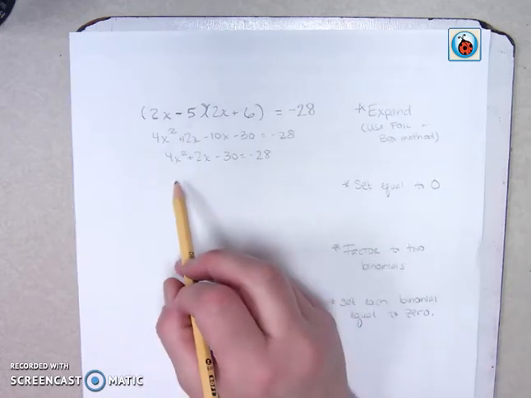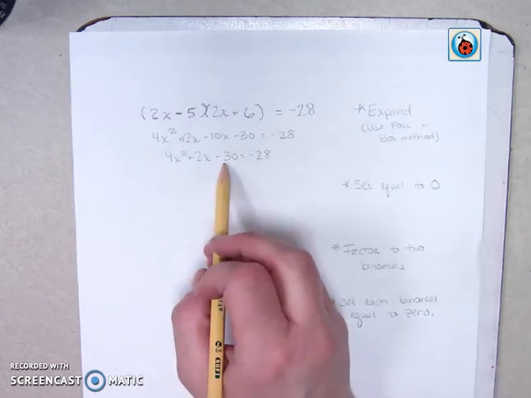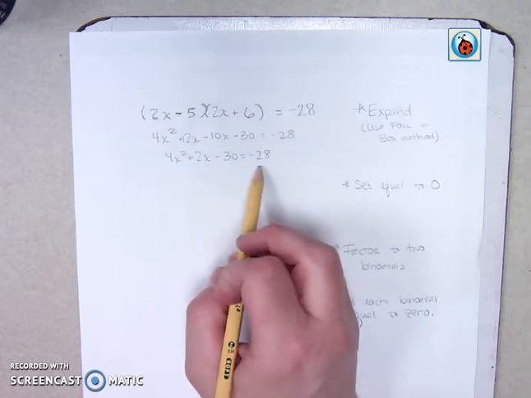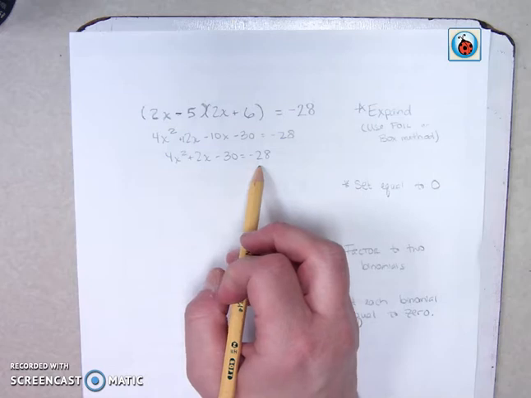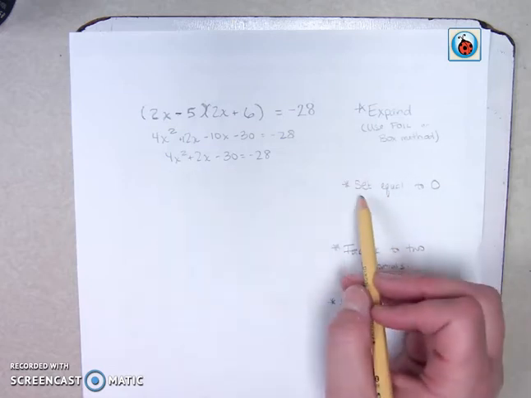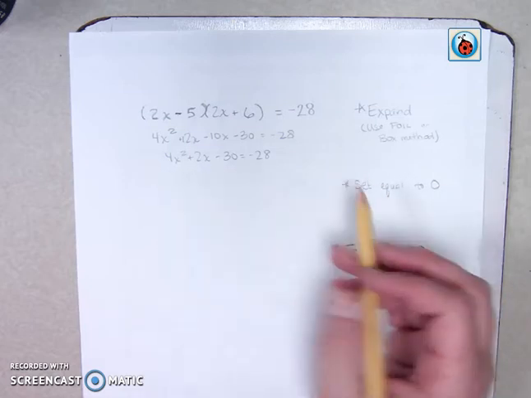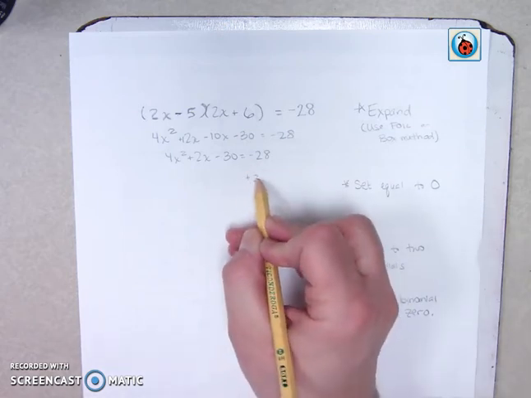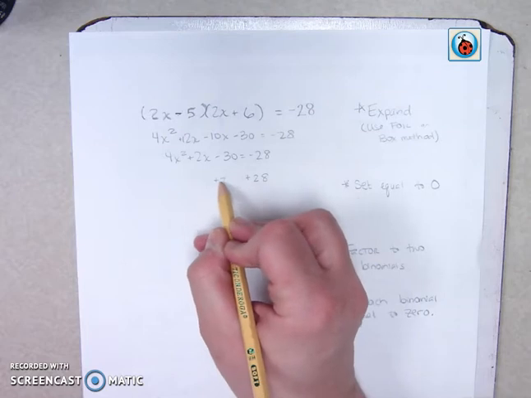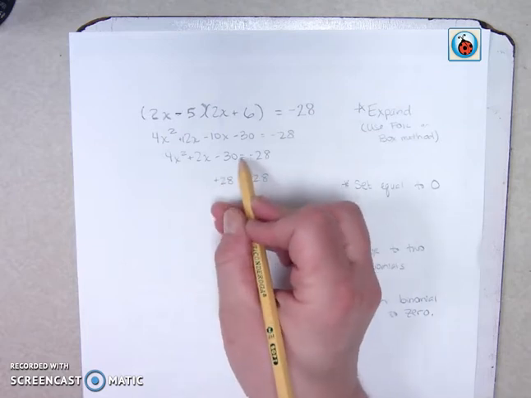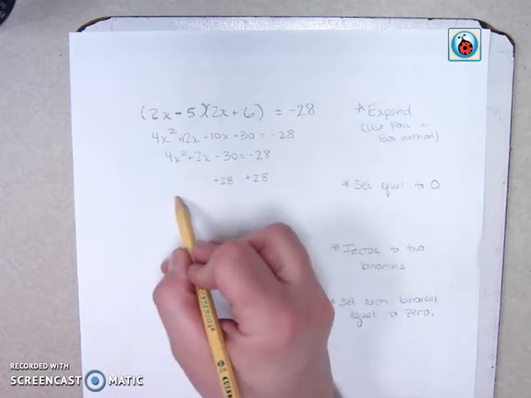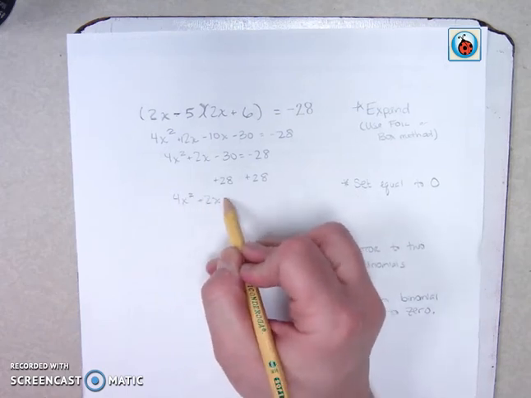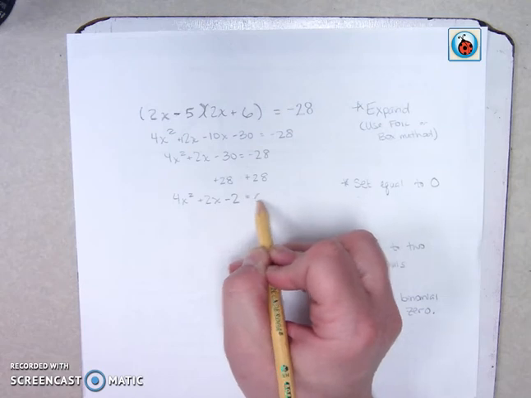So here I've done that, and I expanded it, and I have 4x squared plus 2x minus 30. That equals negative 28. So to solve it, I need to set it equal to 0, and I'm going to do that by adding this negative 28, giving a positive 28 to both sides. So giving a positive 28 to both sides to solve it and make it equal to 0. So I'll have 4x squared plus 2x minus 2 now equals 0.